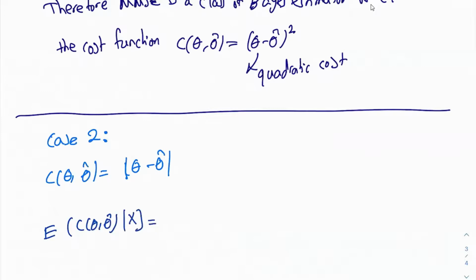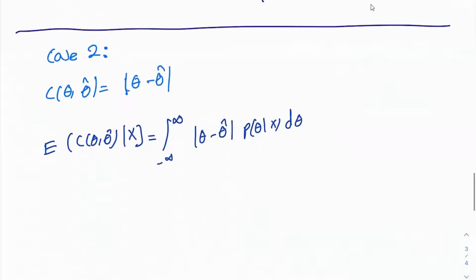Okay, we write the definition. Integral from negative infinity to infinity of (theta minus theta hat) times the posterior, d theta. Just write a definition. That's all you need to write. Now we have a basic integration problem. The argument of the integral, remember, is d theta. Theta is what we are conditioning on.